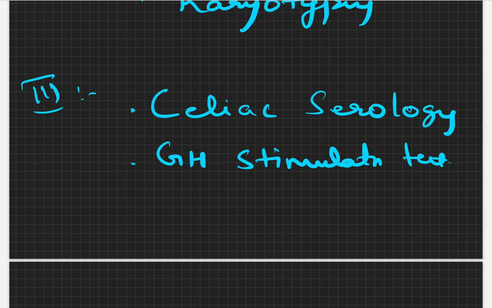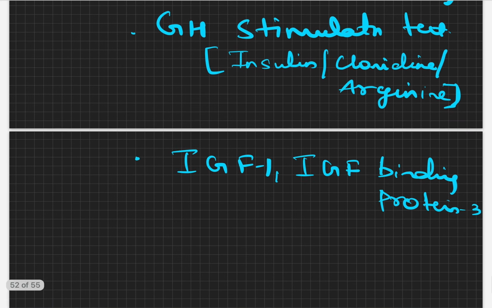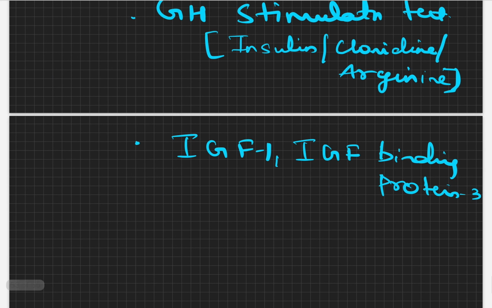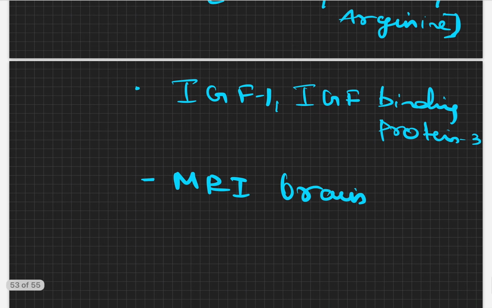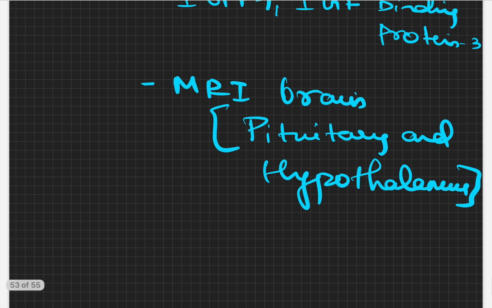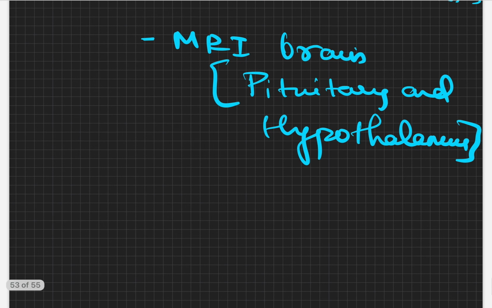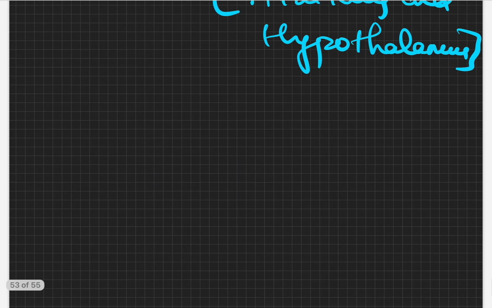Growth hormone stimulation test using insulin or clonidine or arginine. Insulin like growth factor 1 and insulin growth factor binding protein 3 we do for receptor level problems. And MRI brain to look for any pituitary or hypothalamus problem causing the short stature. Any tumor in the pituitary region causing hypopituitarism might be the cause for short stature. So we need to do MRI.